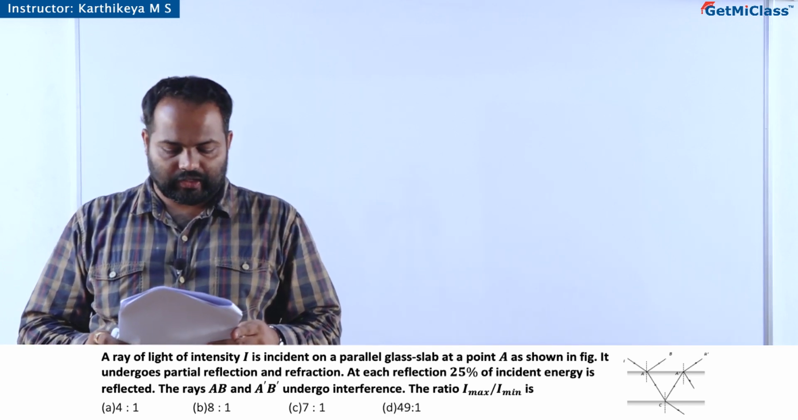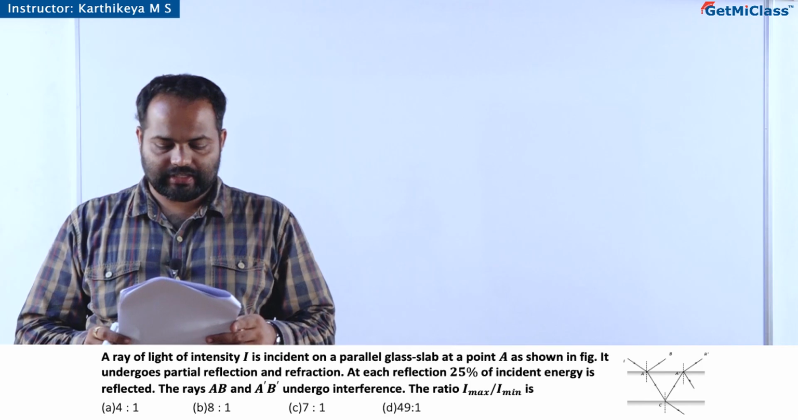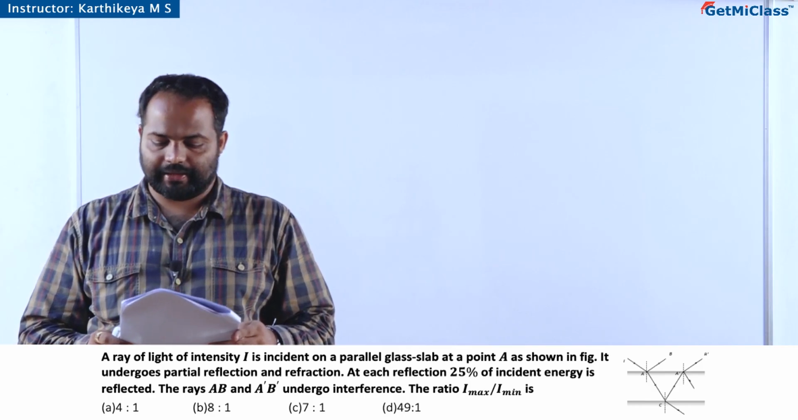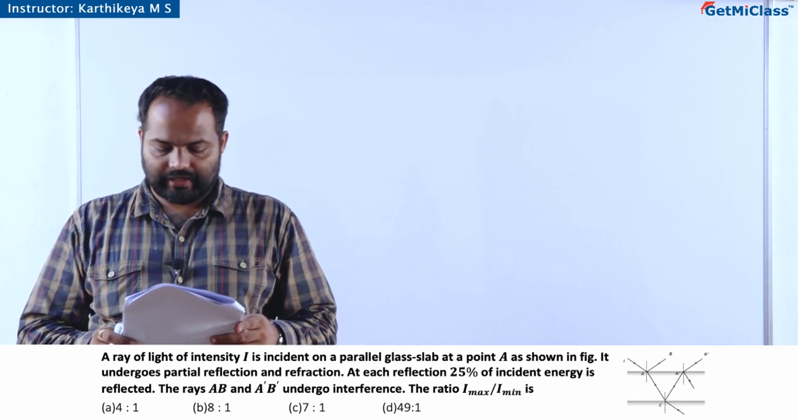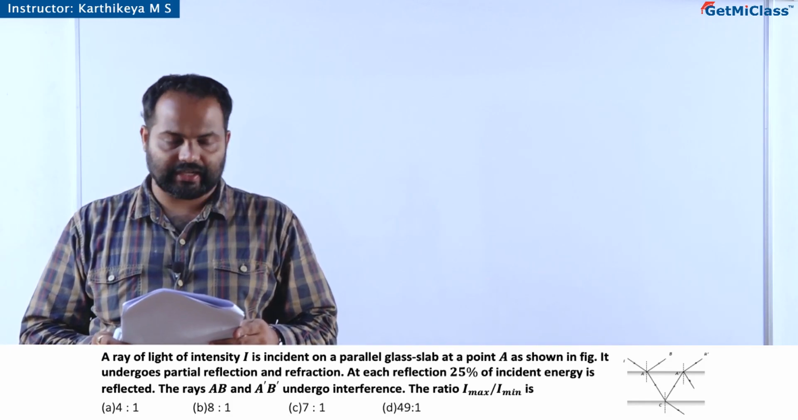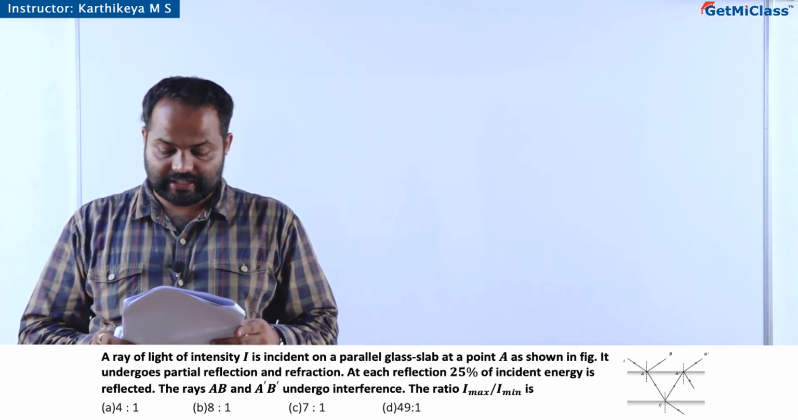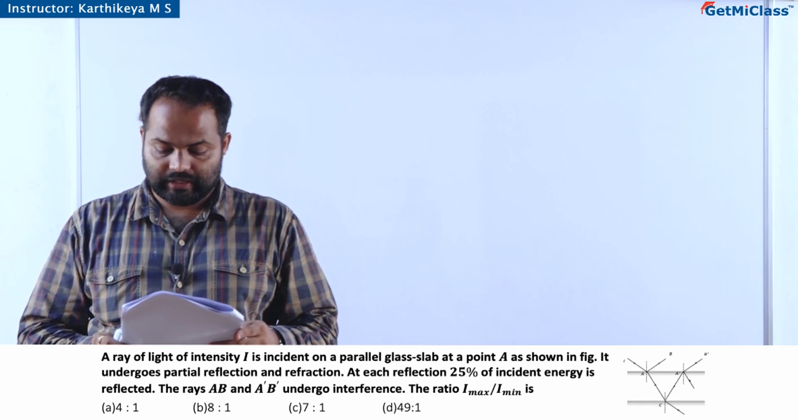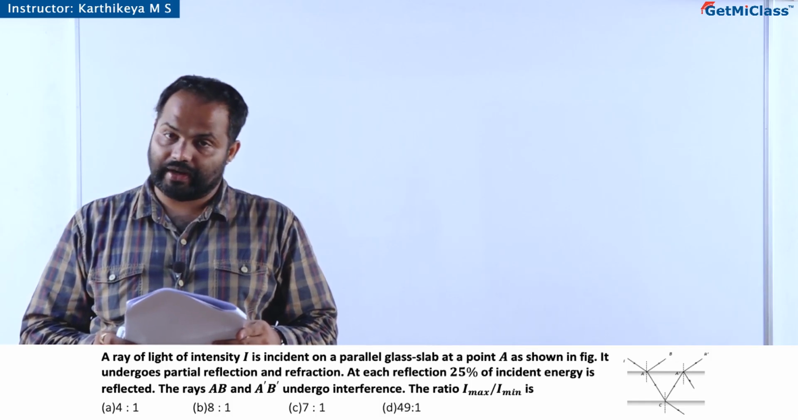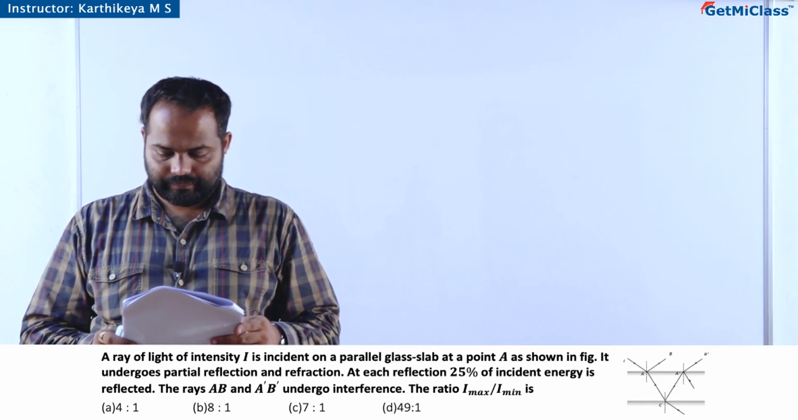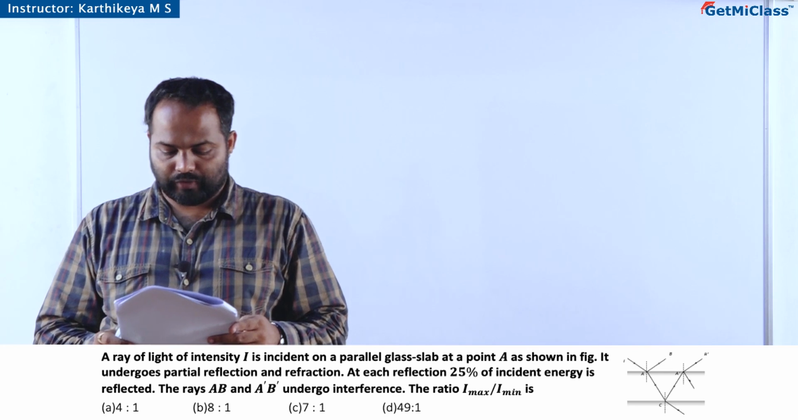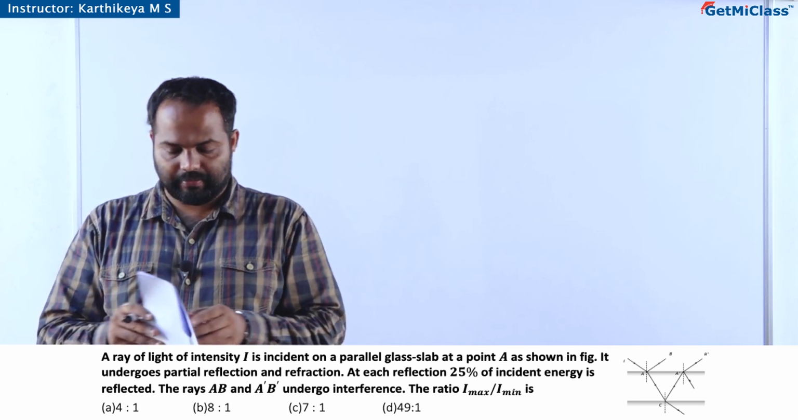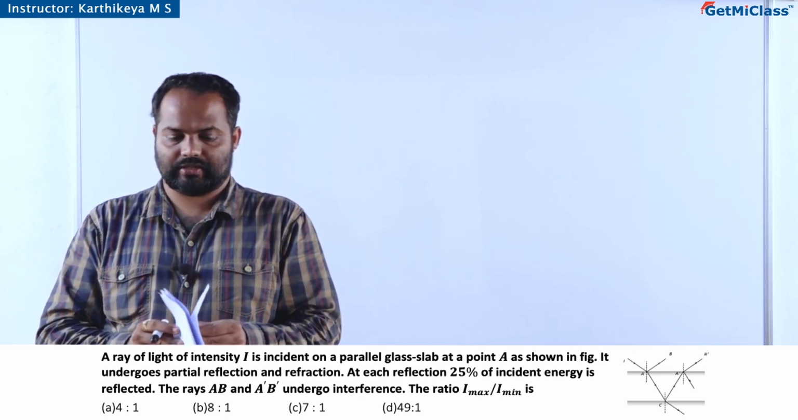A ray of light of intensity I is incident on a parallel glass slab at a point A as shown in the figure. It undergoes partial reflection and refraction. At each reflection, 25% of incident energy is reflected. The rays AB and A'B' undergo interference. The ratio of I maximum to I minimum is?